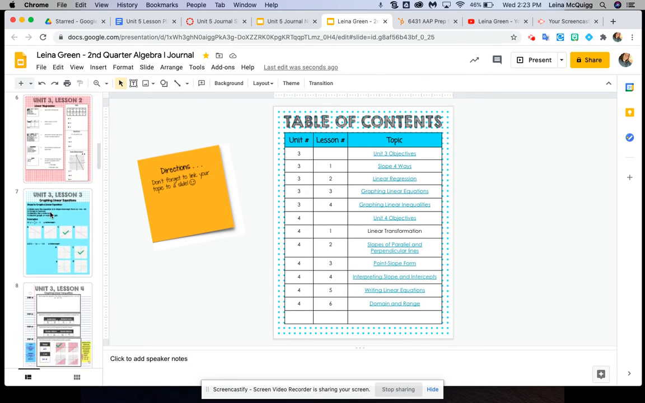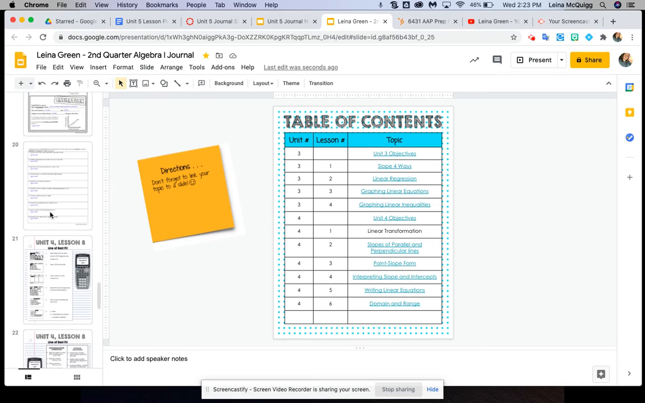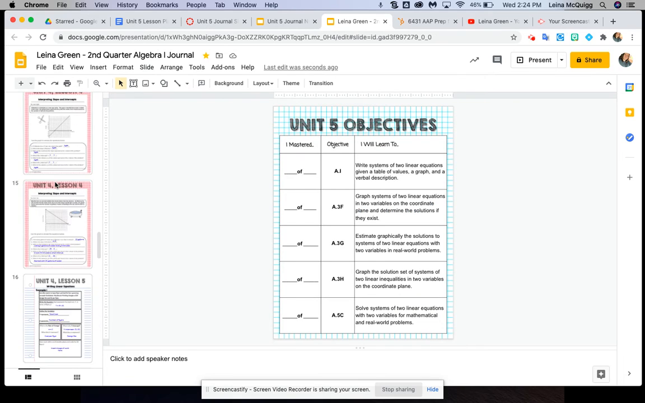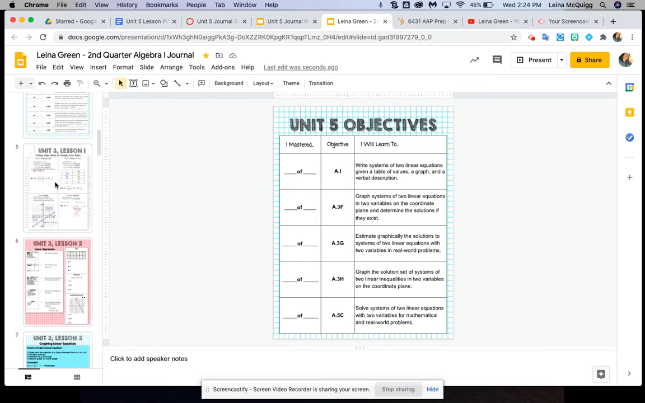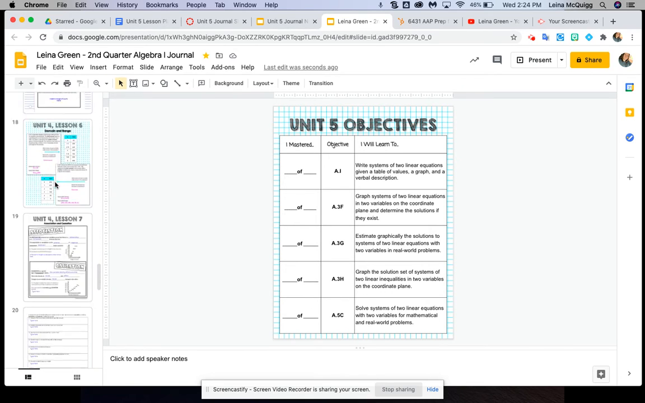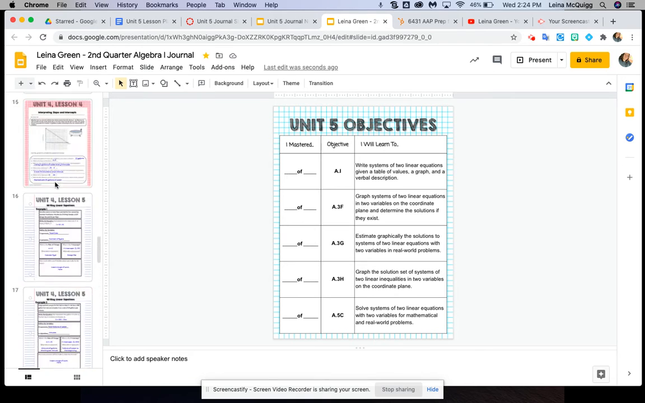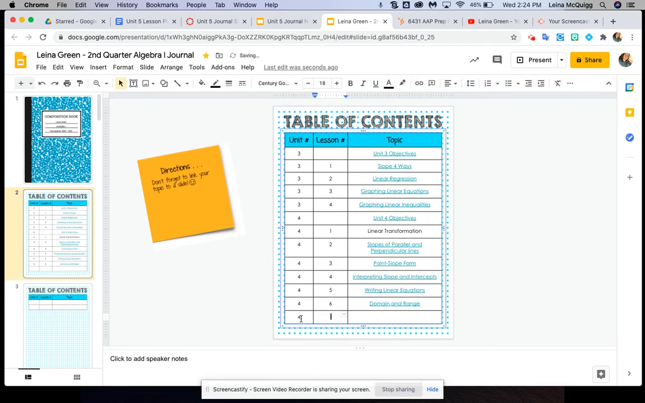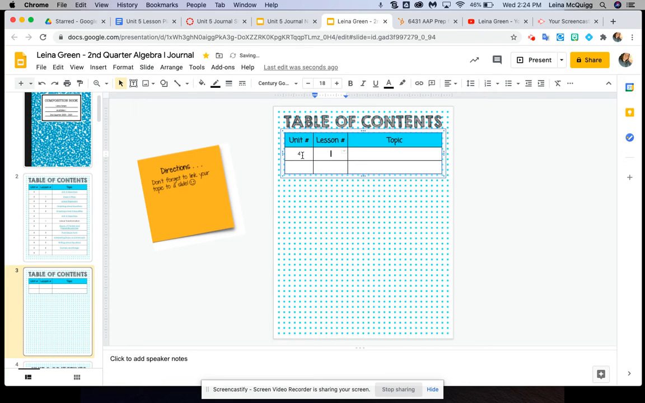All right. So we're going to go ahead and update our table of contents to go with our lesson 5. So on slide 23, we have our Unit 5 objectives. So that's the next thing we're going to put in our table of contents. We should have how many lessons? We should have 8 lessons for Unit 4. 1, 2, 3, 4, 5, 6. Ooh, I'm missing a couple. So 4.7, and then I'm going to go ahead and come down here and do 4.8. Okay, and then on 5, we're going to do Unit 5 objectives.